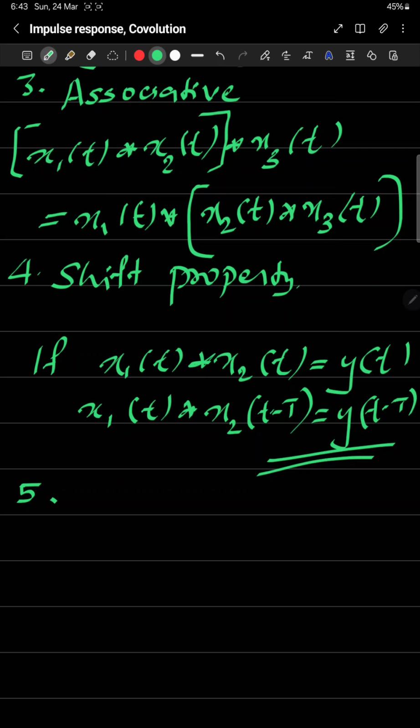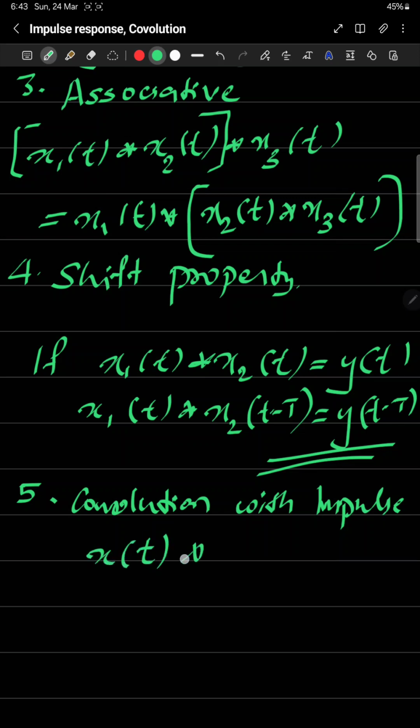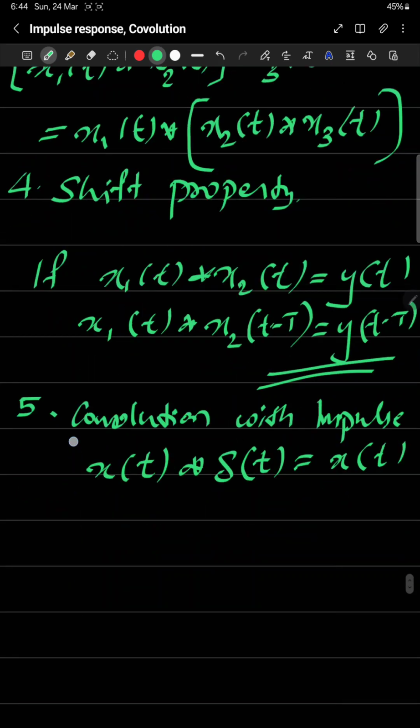That is the shift property. Fifth one, this might be very useful many times: convolution with impulse. Sometimes you may have to perform convolution of a signal x of t with the impulse signal, del of t. You know that del of t is the impulse signal. So that will always be x of t itself.